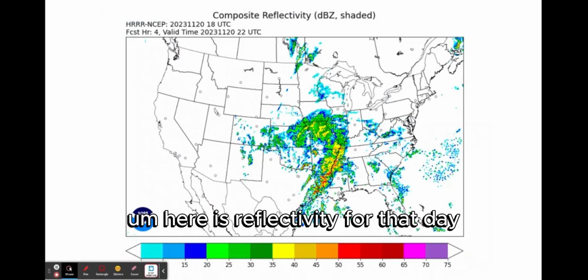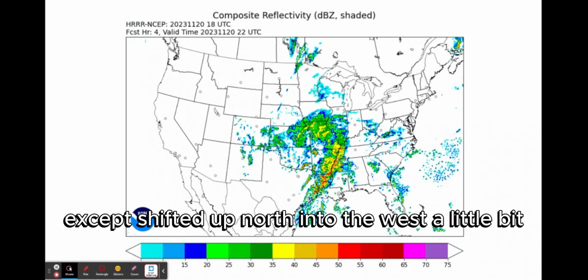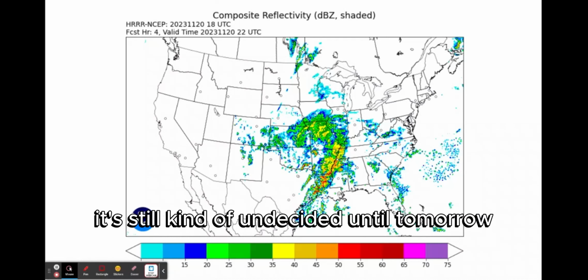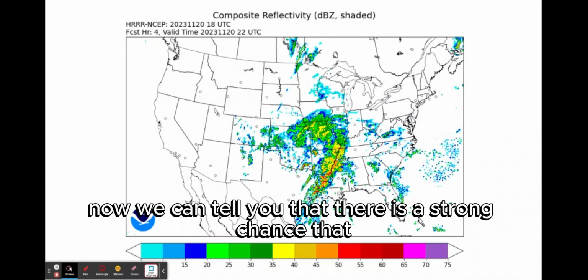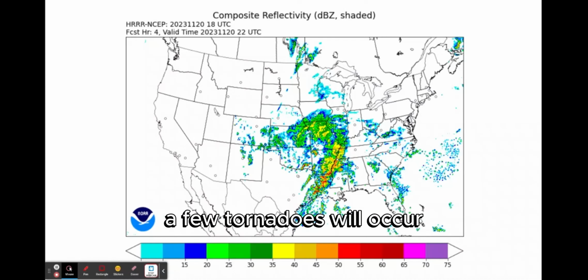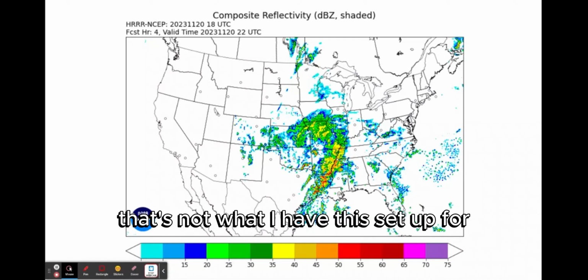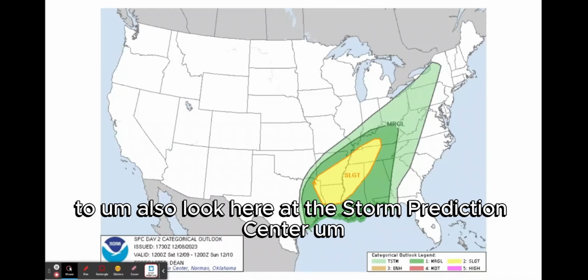Here is the reflectivity for that day. This is kind of what we could expect to see, except shifted up north and to the west a little bit. Once again, it's still undecided until tomorrow what's actually going to happen. Now we can tell you that there is a strong chance that a few tornadoes will occur, along with blizzards up in Maine. That's not what I have this set up for, so I'll make a separate video about that if y'all want me to.